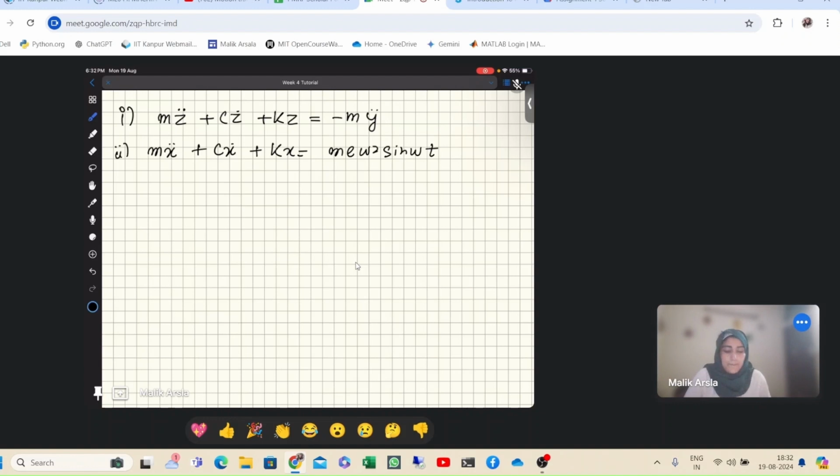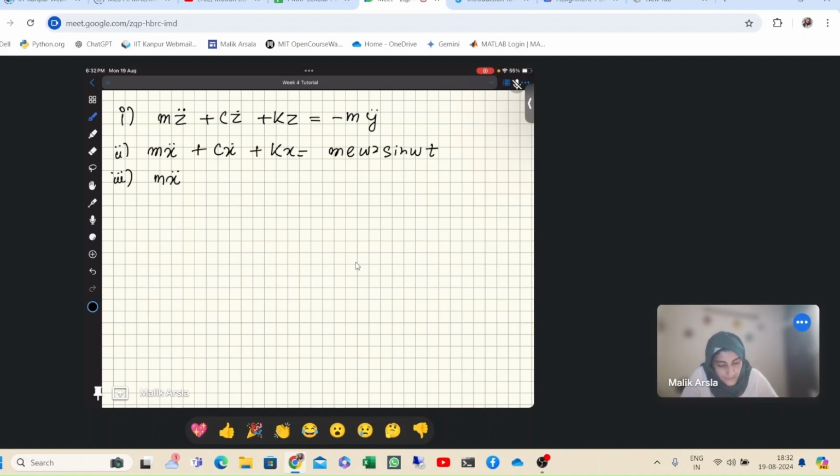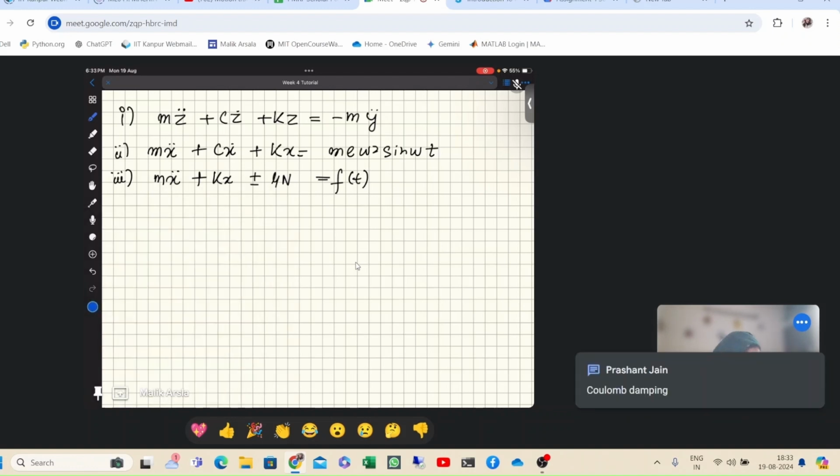So this is for what? Quickly tell me. Ma'am, rotating unbalance. Yeah, it's for rotating unbalance. Correct. The third one is given as m x double dot plus k x plus minus mu N is equal to f of t. This one is for what? Coulomb damping. Coulomb damping, correct.